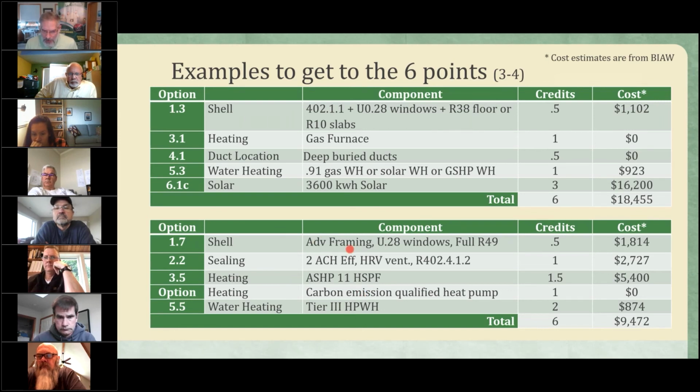This is if they went advanced framing. That's right, it's just picking a different shell option. Then it's going with the 11 HSPF heat pump. It's jumping up to the 2 ACH for the air leakage. And it's just another way. I've seen several builders going that route.